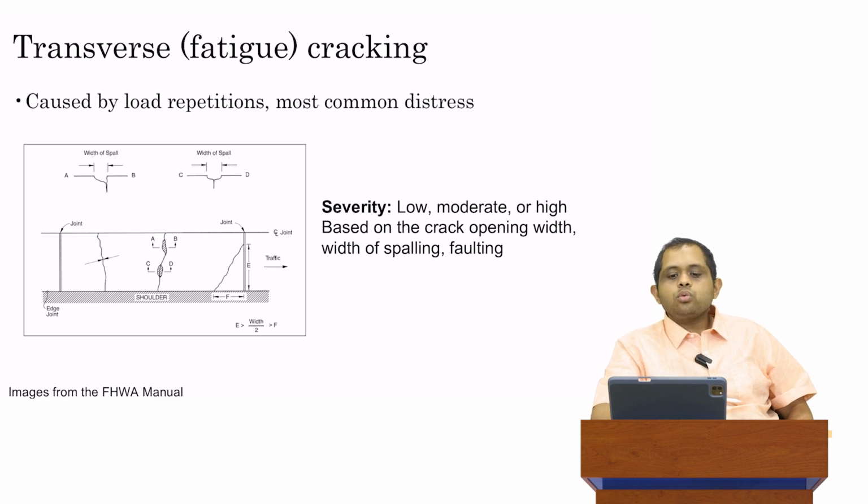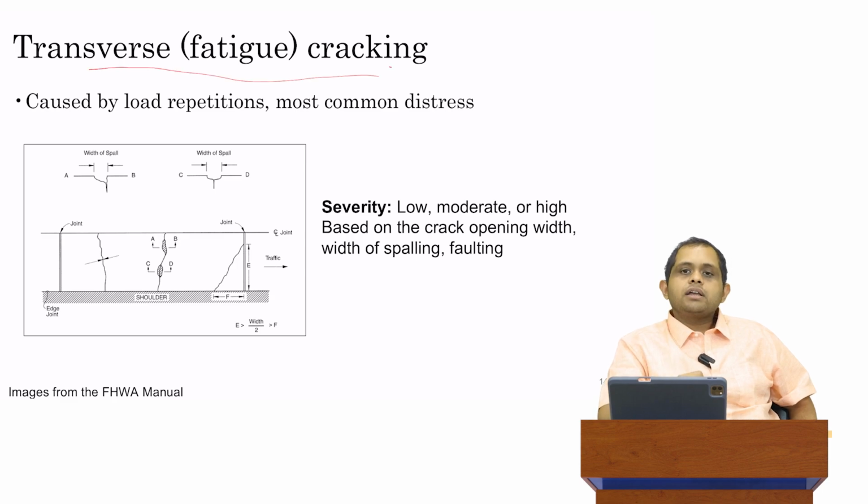Okay, and now let's get to probably what is the most common, most important, and most interesting from a mechanics perspective type of cracking that we see in JPCP, which is transverse cracking. Sometimes transverse cracking also has the name fatigue cracking, and it is related to the fact that we use fatigue theory in our design and analysis of rigid pavements.